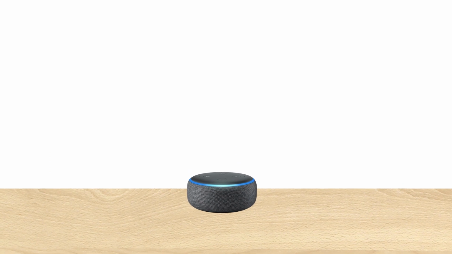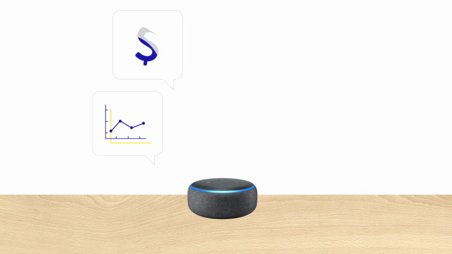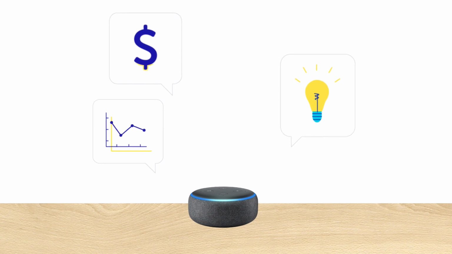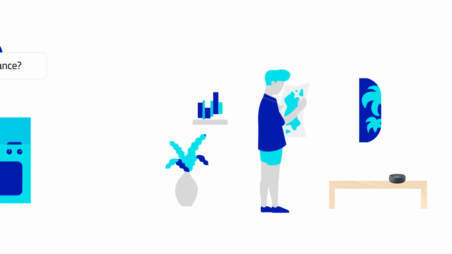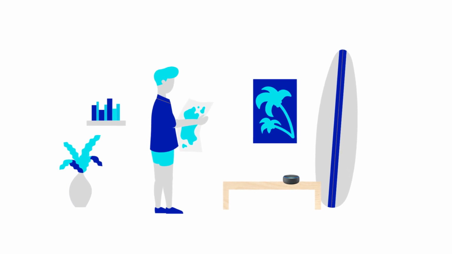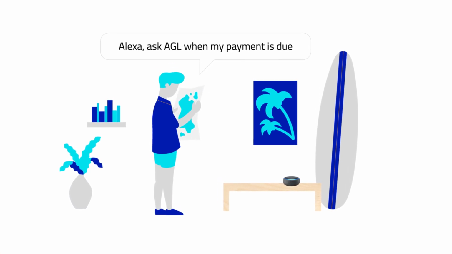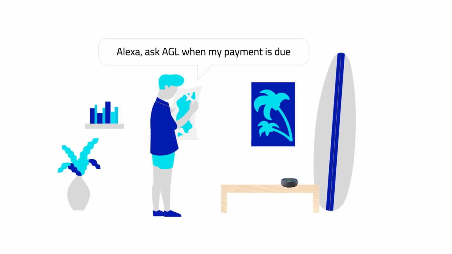Now with the AGL skill, you can get certain information on your account simply by saying, "Alexa, ask AGL." Wondering what your energy costs are? "Alexa, ask AGL what's my account balance." Going on holiday and want to make sure you don't miss paying your bill? "Alexa, ask AGL when my payment is due."